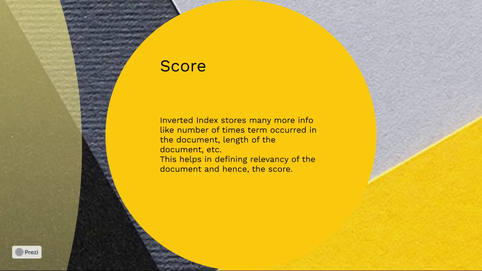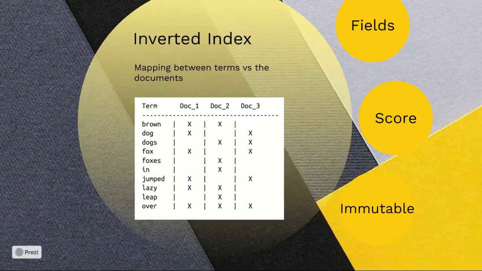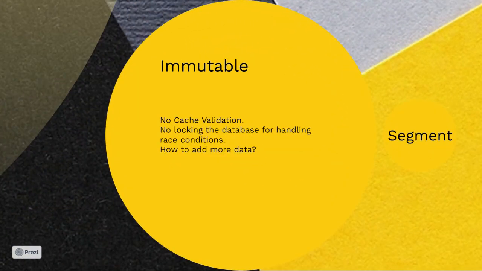Now, the next concept is by far the most important concept. Inverted index is immutable. Yes, you heard it right. But why is that so? Because no updation means no cache invalidation. Also, no mutation means no locking the databases for avoiding the race conditions, which finally means faster databases.